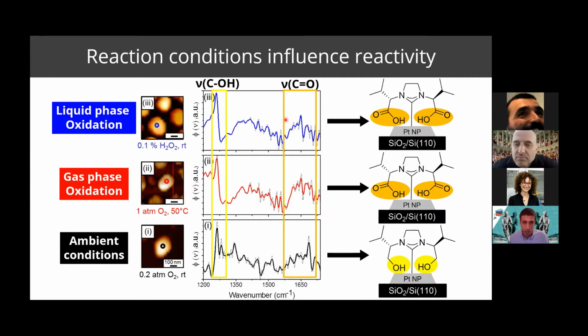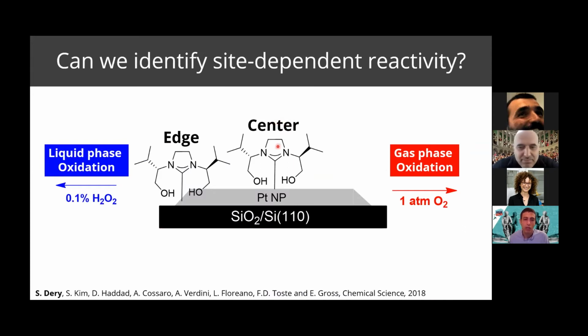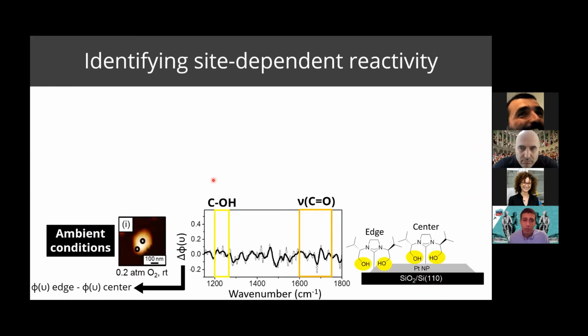But if you remember the first slide that I showed you, we are more interested in site-dependent reactivity. What happens when you look at the edge versus the center? We were able to do that by a simple analysis. We just took two measurements and subtracted the center measurement from the edge. For instance, for the as-deposited spectrum, you see a featureless spectrum. That means that we have no differences between the center and the edge. No surprises there. We did nothing.